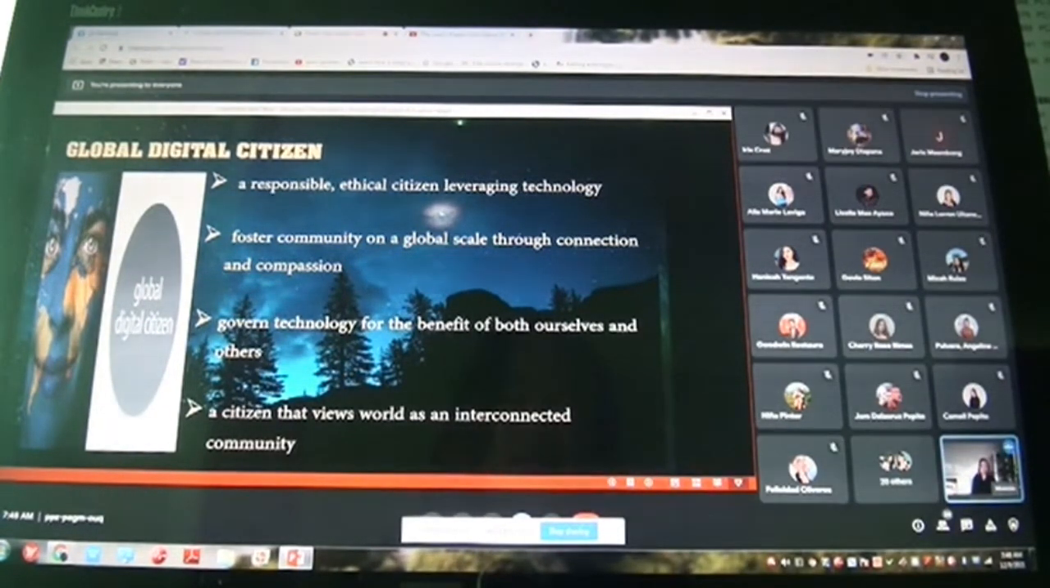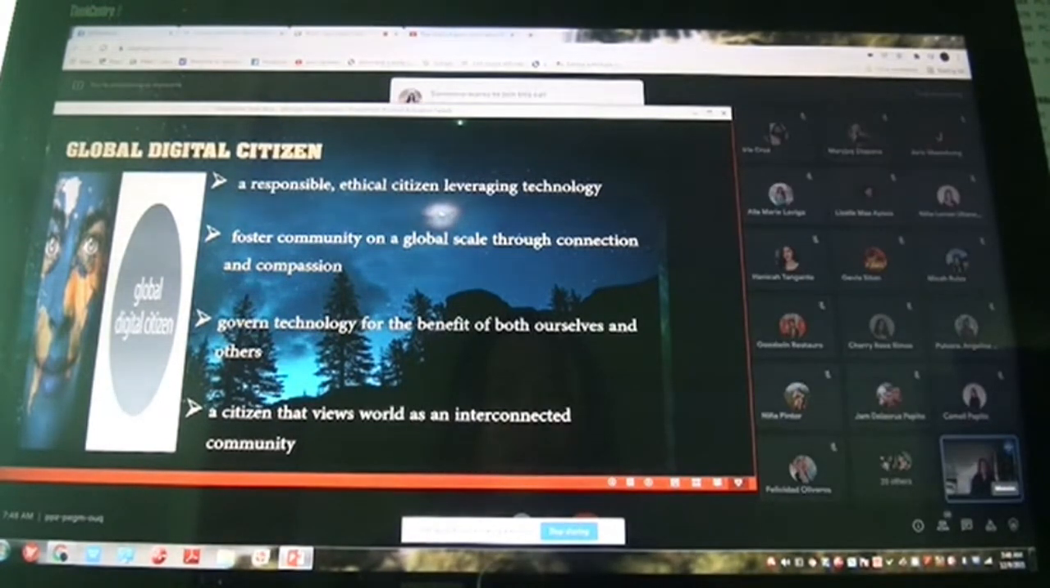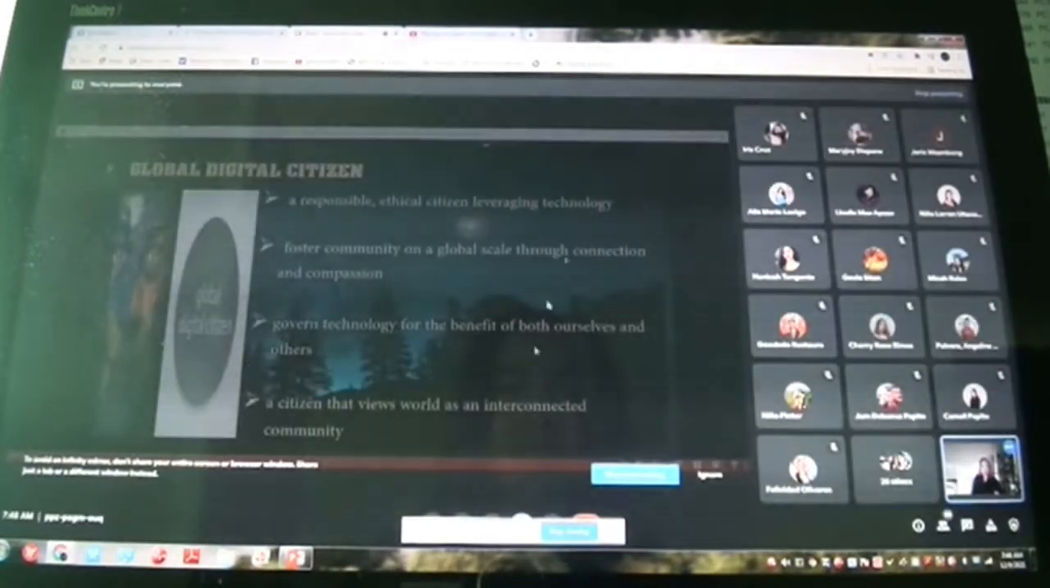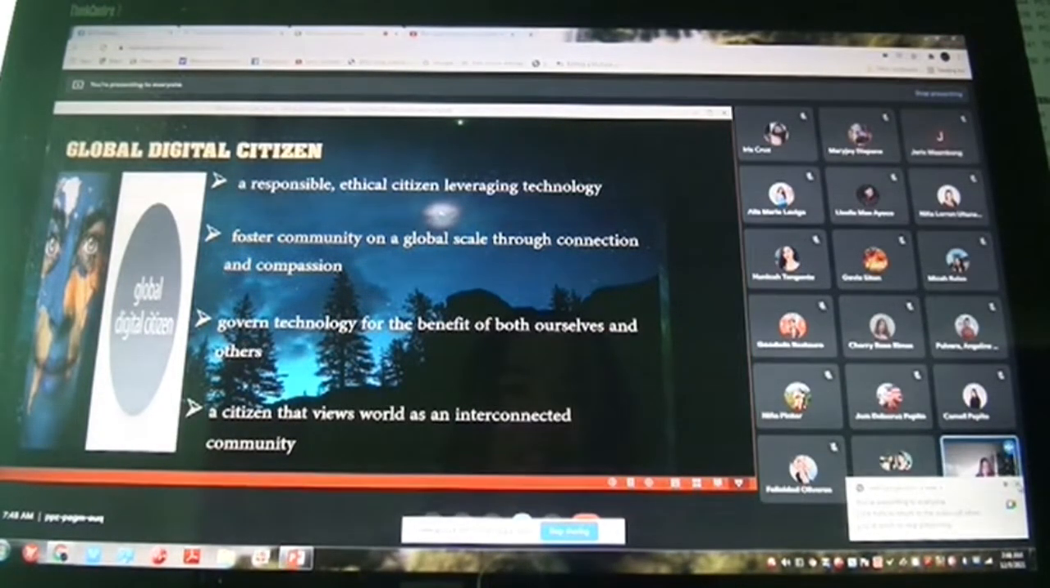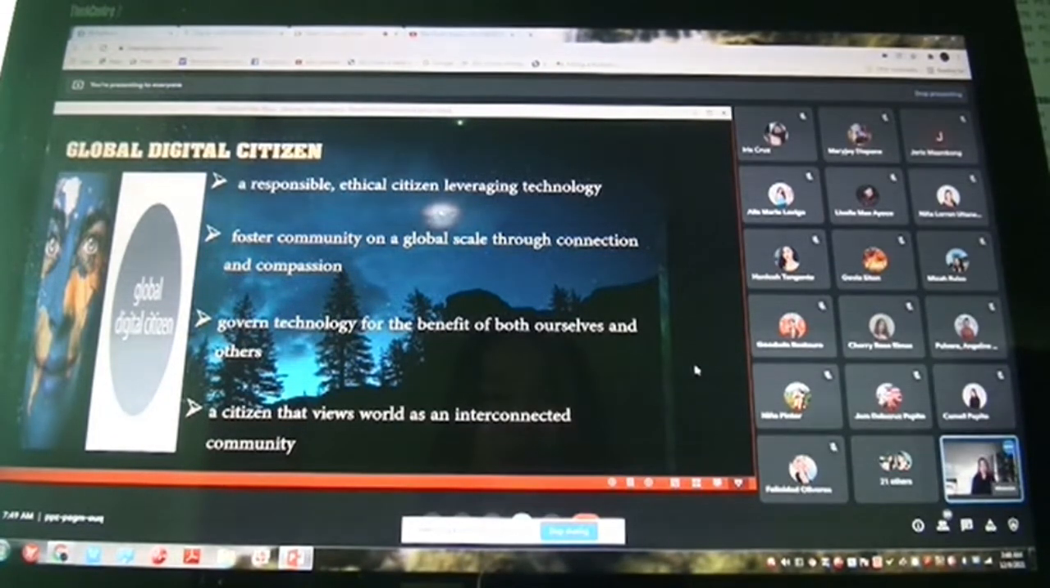If we are users of this technology, we can call ourselves now a global digital citizen, a combination of the two. For example, we're having our class now in this Google Meet, so we can call ourselves global digital citizens, as long as you use the internet and digital materials. A global digital citizen is a responsible, ethical citizen leveraging technology. What do you mean by the word leveraging? When we say leveraging, it means we are profiting. It means we have an advantage in using this technology. So the words are responsible and ethical citizen using this technology.